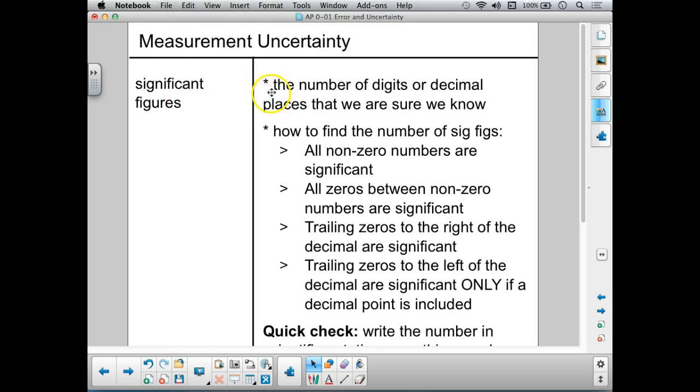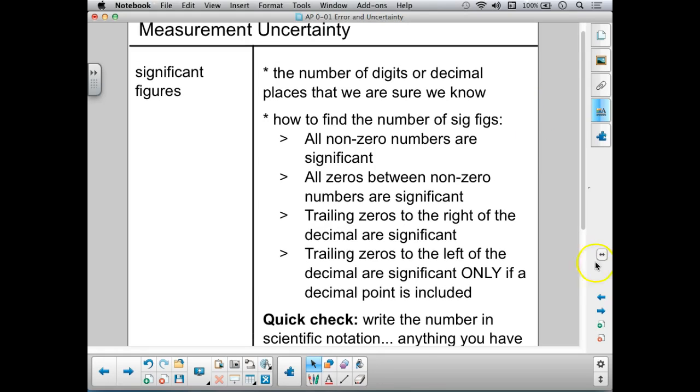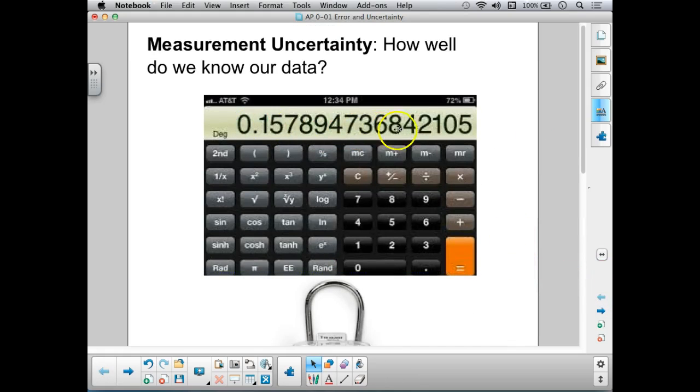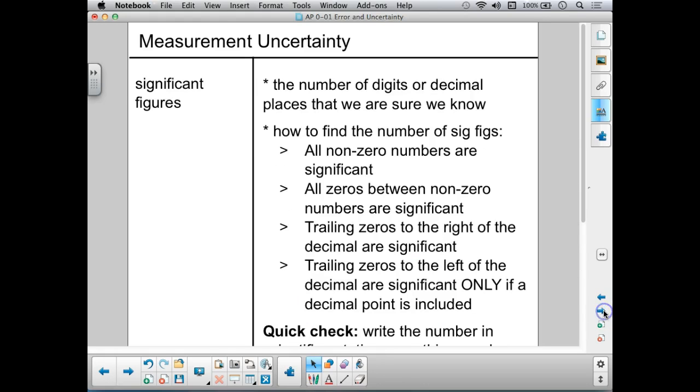Okay, so significant figures of a value is defined as the number of digits or decimal places we are sure that we know. These are the number of actual values that we're sure about. If we go back to what I showed you in the very first slide, there's no way that we're sure about most of these digits. Most of these digits are not actually significant because they don't mean anything. It's just a mathematical result of a computation. It's not something we actually know.